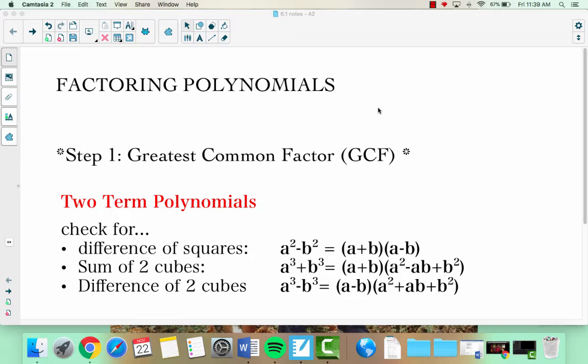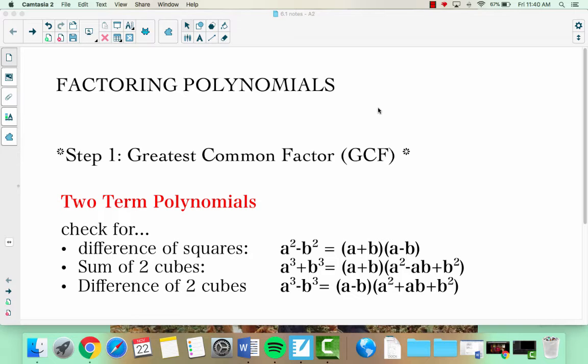Now for all of this, for both sections, you want to make sure you always look for the greatest common factor first. That's going to usually make solving it and simplifying it a lot easier. So that would always be my step one. And then you have to look at how many terms the polynomial has.